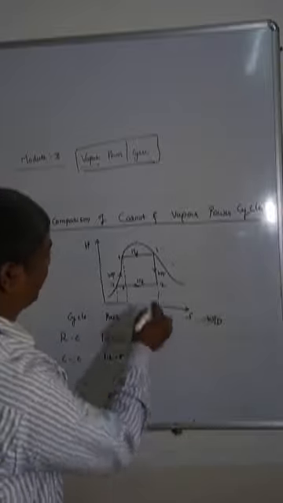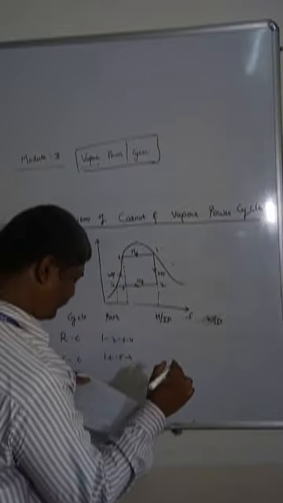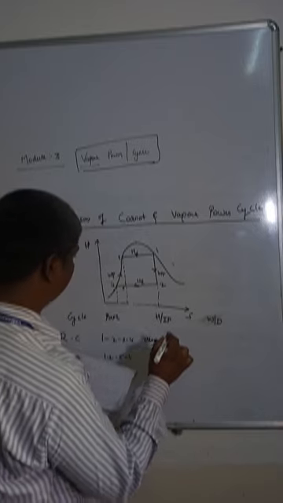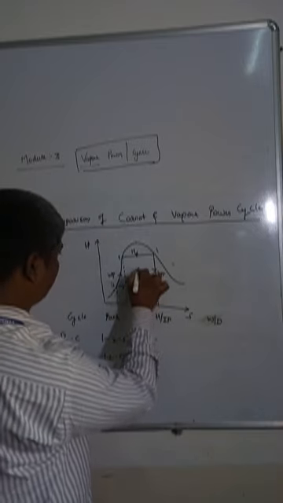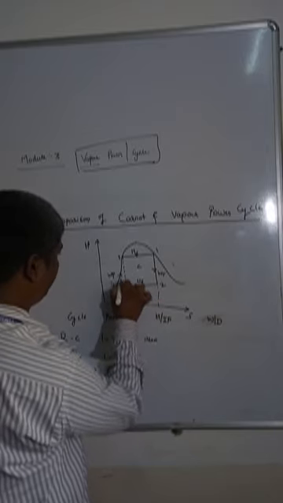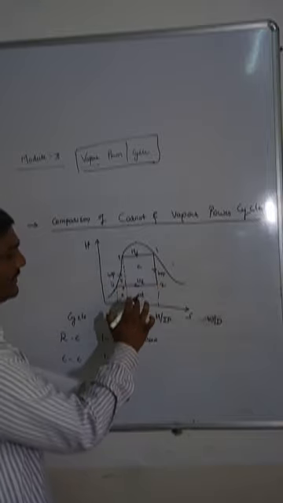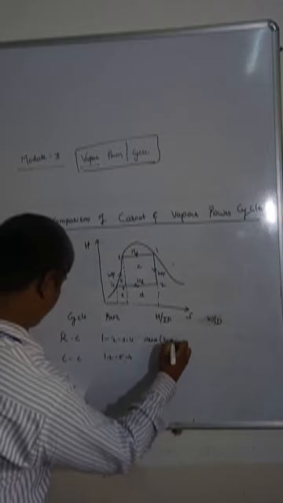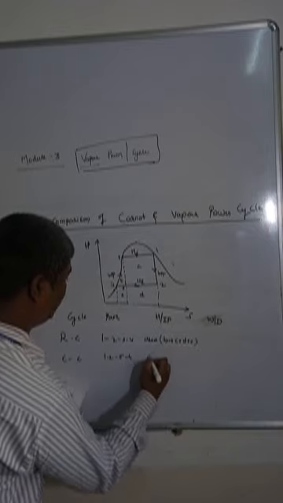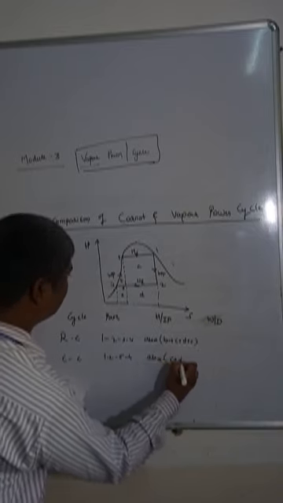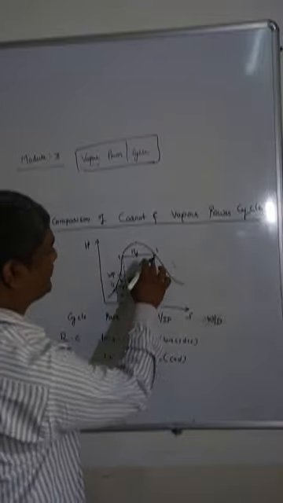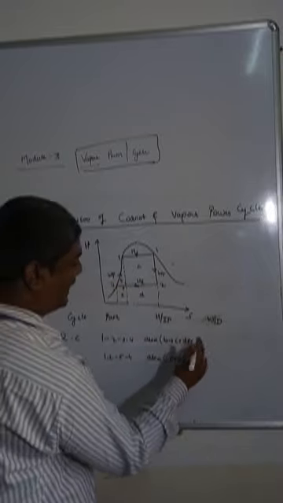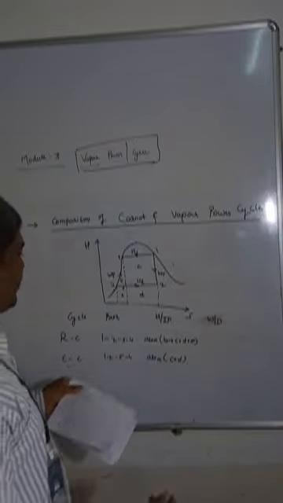So heat input area. I'll just specify these areas: C, D, B, E. This area is named C, this area is D, this area is E, this area is B. So heat input for Rankine cycle is B plus C plus D plus E. For the Carnot cycle, it is only C plus D. The extra input for Rankine cycle is B and E. Right.